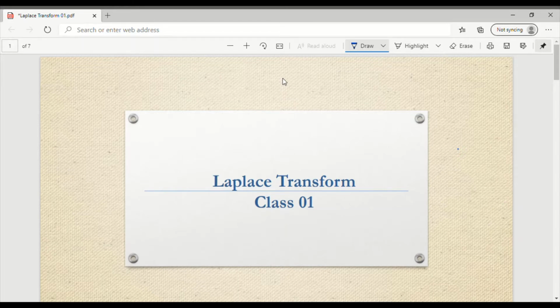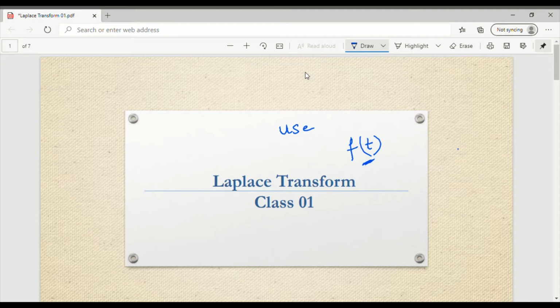So first of all, we will understand in this first class why we have to study Laplace transform, what are the uses of Laplace transform. For that, suppose some function is there which is f(t). What does it mean? The function is in time domain. Sometimes the functions which are in time domain are not very easy to calculate.